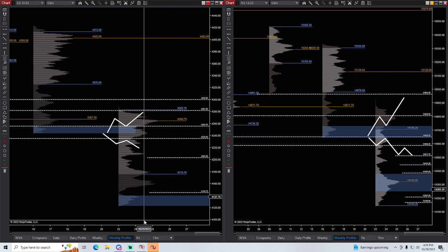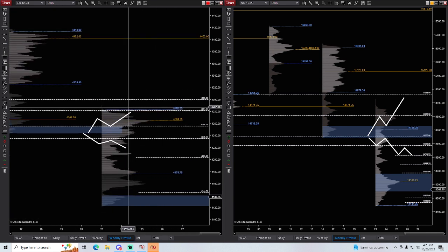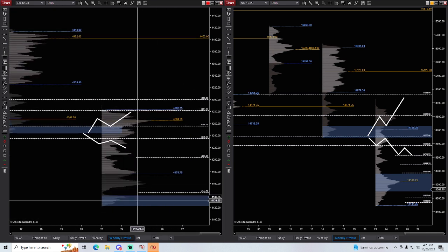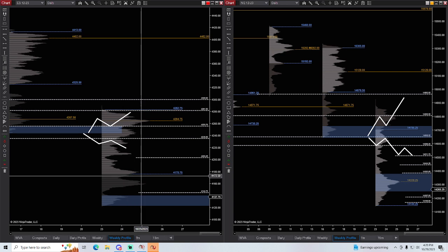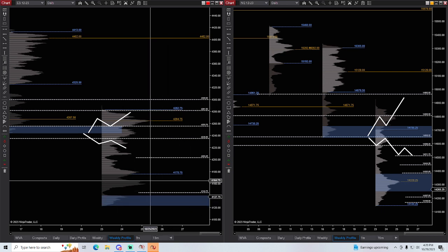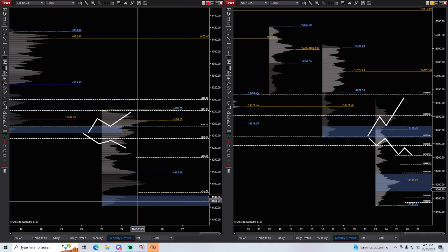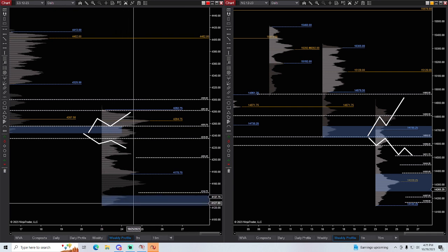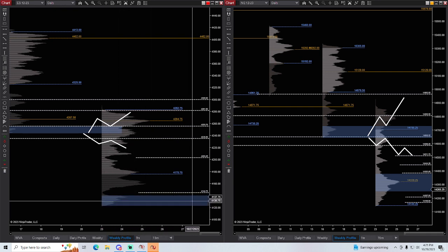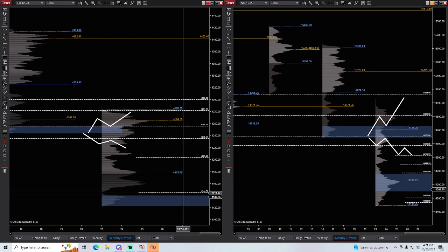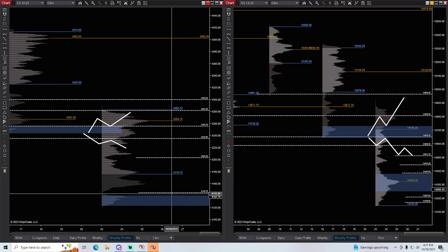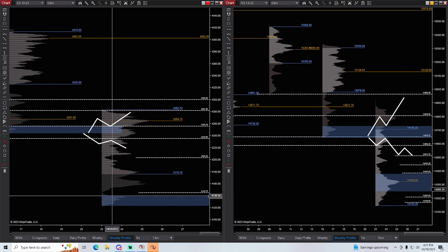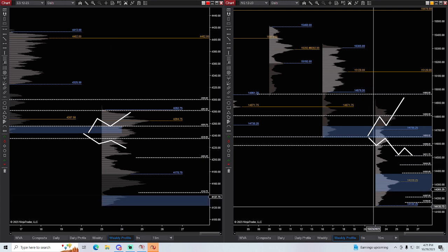Currently on the S&P, we had a pretty extensive drop down, probably about 150, 160 points. My volume node and value area that I'm going to be looking at is about 4140 to 4145, this high volume edge right here, all the way down to this previous week's low right around this 4121 to 22 area.